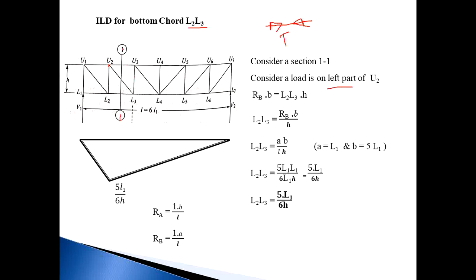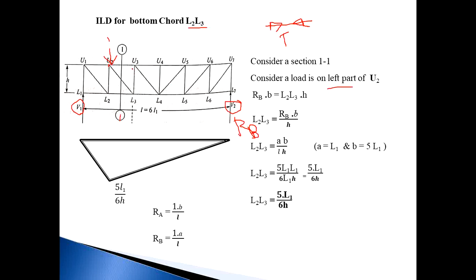On the left side of section 1-1, the number of forces: suppose I apply a unit load 1, just assume it. On the left side of the section the number of forces is 2, that is the unit load and a reaction, and on the right side just only one reaction. So consider the right side, because the number of forces is less than the left side. So this is the RB.